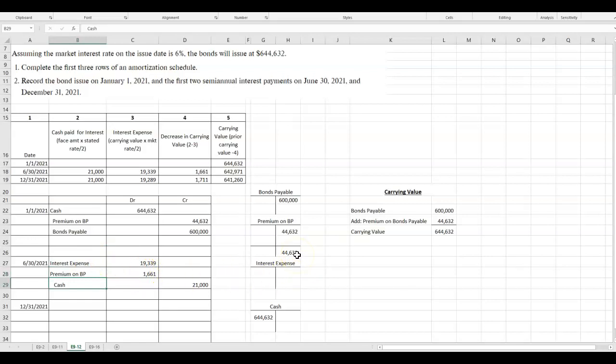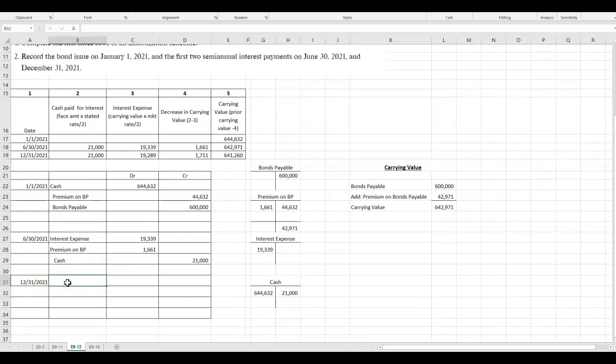Let's go ahead and post that. So interest expense 19,339, premium on bonds payable 1,661, and our cash 21,000. Our carrying value over here is our bonds payable plus our premium, so our new carrying value is 642,971, and that's what it shows in the table. Because we're reducing the premium and we add the premium to it, when we reduce it, it reduces our carrying value.